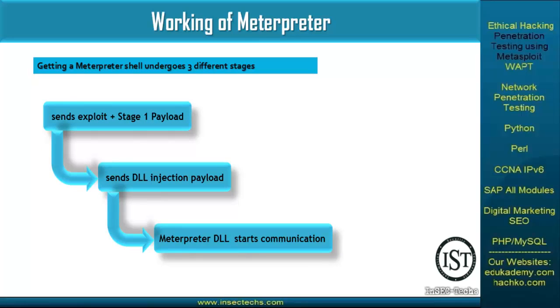Coming to the first stage, during stage 1, the exploit and payload are sent to the victim machine. During this time, if both the exploit and payload get executed, the victim machine establishes a reverse connection back to the framework machine where our Metasploit framework console is running. After this, during stage 2, the attacker machine will send a stage 2 payload which contains DLL injection, and this directly injects into the victim machine.